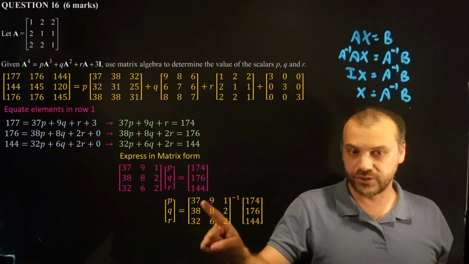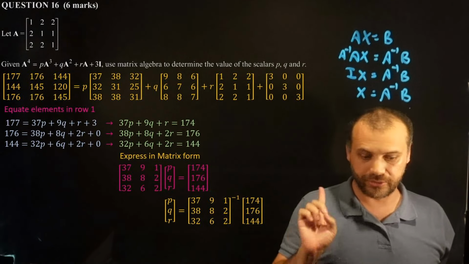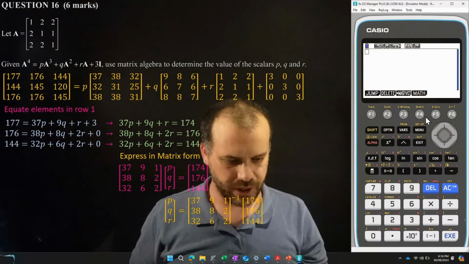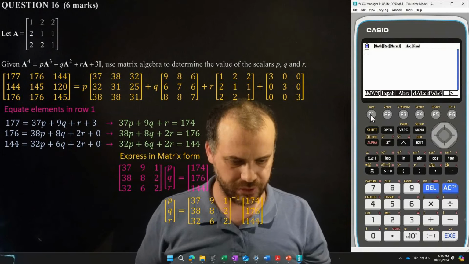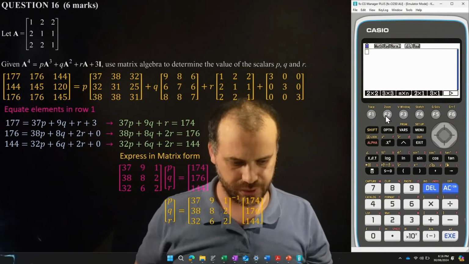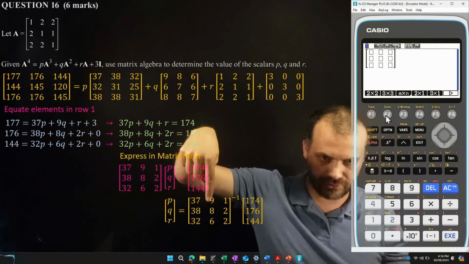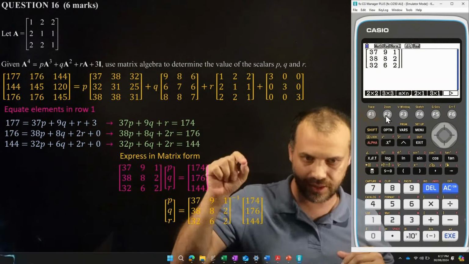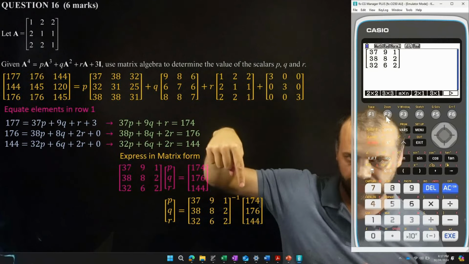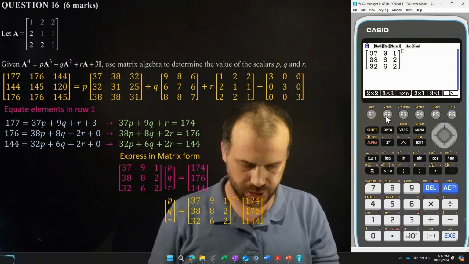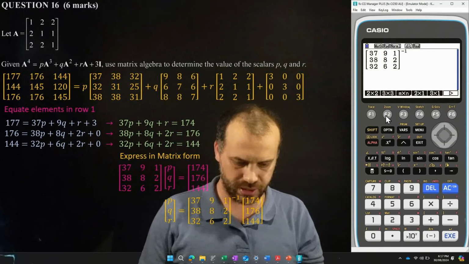Now, I can do this entirely on my calculator. So from here, I'm going to enter some matrices. First, I need a 3 by 3, and I'll just enter this 3 by 3 matrix in there. All right, that's entered in there. Don't forget, we're finding the inverse of it, so we're just going to do it to the power of -1 there.